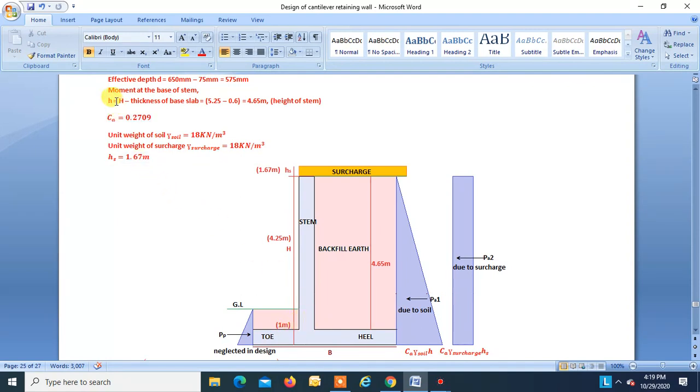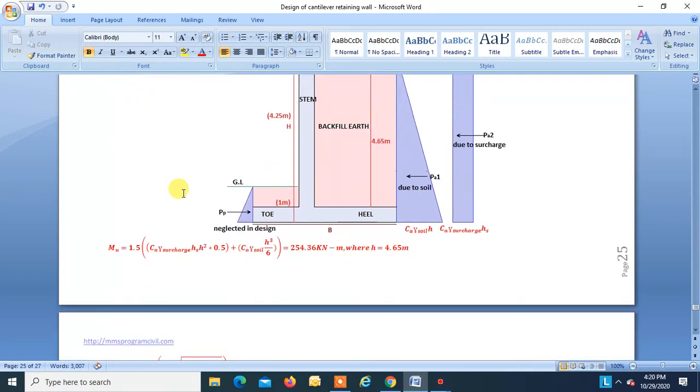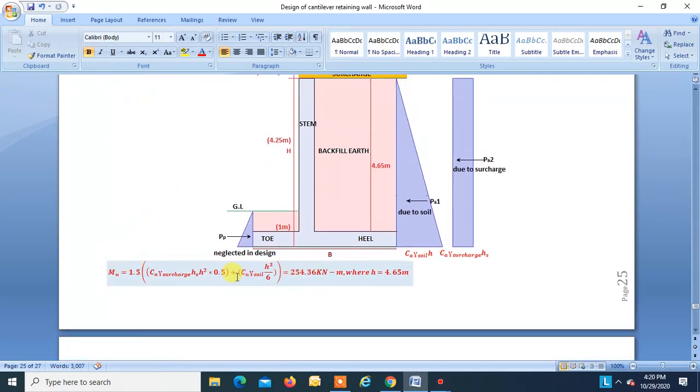Height of the stem is 4.65 meters. Ca is equal to 0.2709. Unit weight of soil is 18 kilonewton per meter cube. Unit weight of surcharge is 18 kilonewton per meter cube. And Hs, the fictitious height, is 1.67 meters. So moment is found by this formula. You have to take this height, H, you are going to take this height.